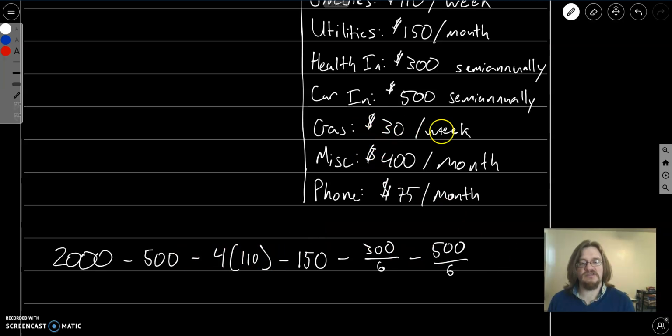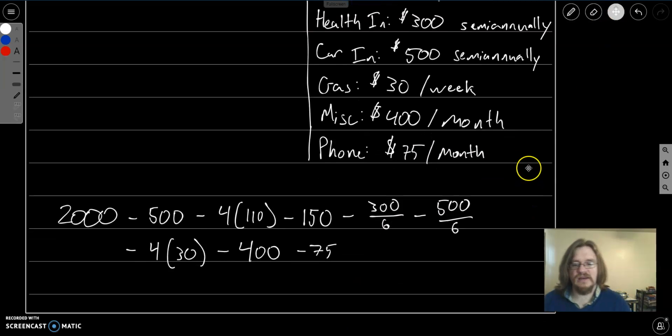Gas, we're spending $30 each week on gas. So over the course of 1 month, there's 4 weeks. So we'll take the $30 we have times 4. Miscellaneous, so just other things that we spend money on over the course of a month, it will be $400 each month. And a phone, we're spending $75 each month on a phone. And we can now just plug this into a calculator and see what this equals.